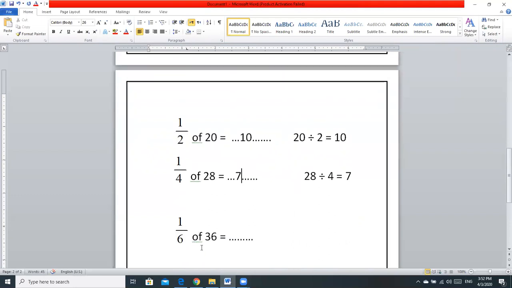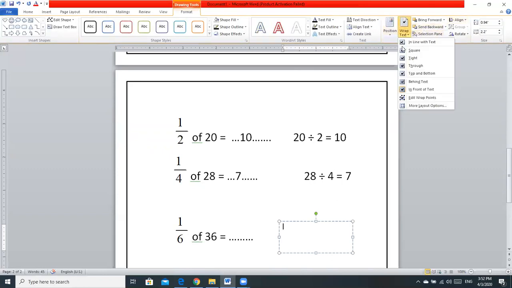A sixth of 36 equals? How am I going to answer this? Would I draw 36 and divide them into 6 groups to get the answer? No, miss. We know to answer with division. Excellent. So I can use division. Let's make this together.